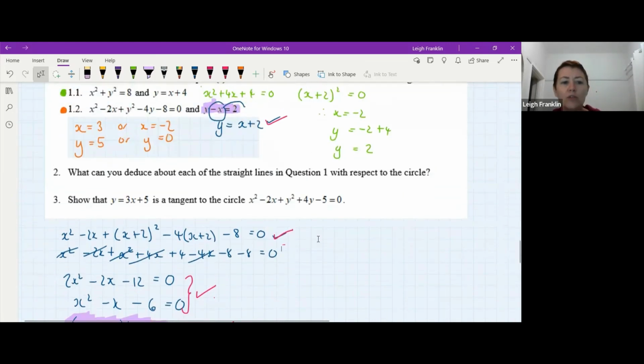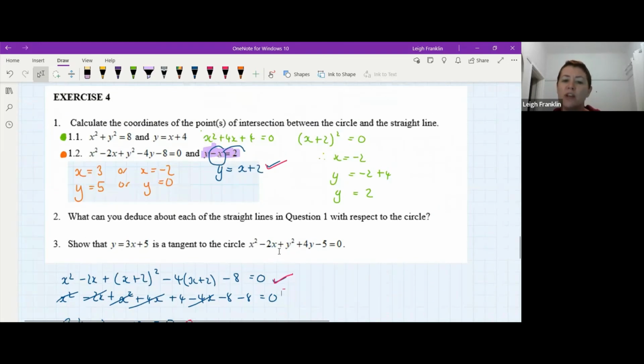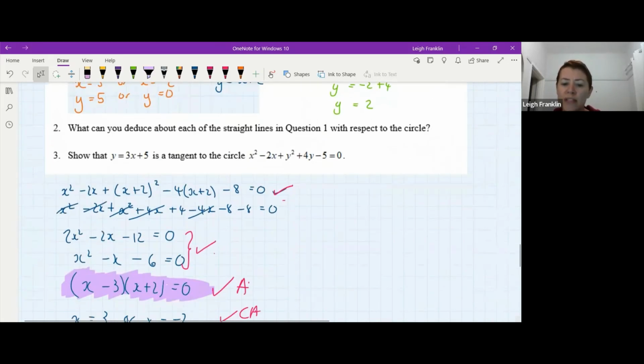What they would ask you to do is determine the coordinates at the point of intersection. So once we are finished with all this work, I will do exam questions and then I'll point out to you where they're asking you for that, okay? So they would ask you for the coordinates at the point of intersection between the line or tangent or secant and the circle.